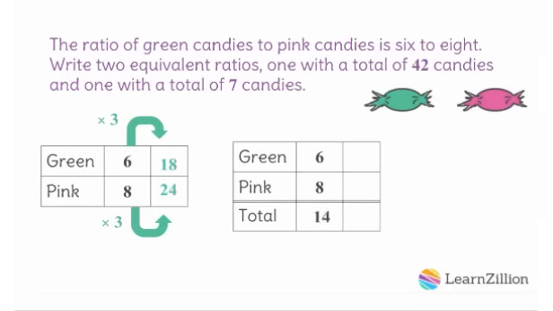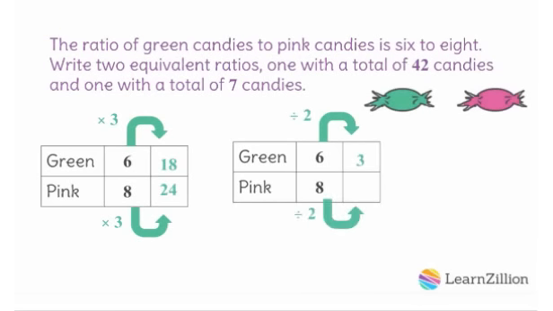This time, we want to go to a total of 7 candies. So we need to find the multiplicative relationship between 14 and 7. We know that if we divide 14 by 2, that'll get us to 7. So we can use this relationship to determine the new quantity of green and pink candies. When we divide 6 green candies by 2, this gets us to a new quantity of 3 green candies. When we divide our pink candies by 2, this gets us to a new quantity of 4 pink candies.